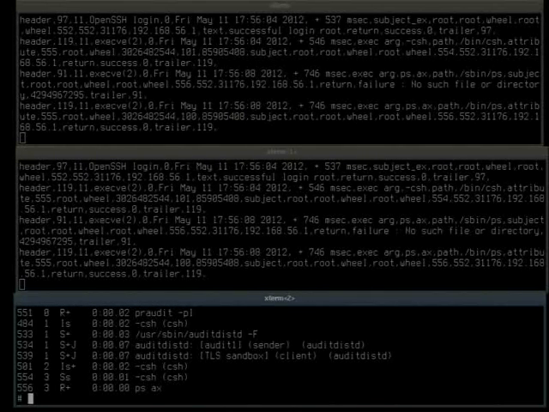Another interesting thing is that auditdistd doesn't really parse the audit records. You can send any file, probably, using auditdistd. The idea here was to actually increase security. We don't parse all the audit records, so if there are some mistakes in the parsing, it doesn't really matter.